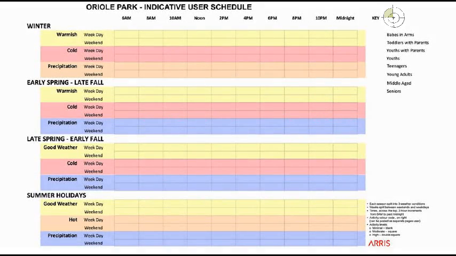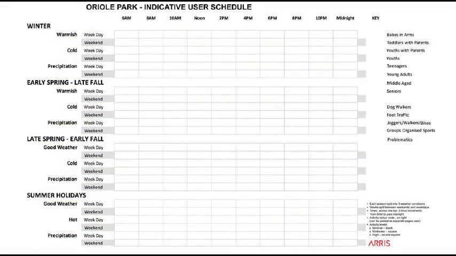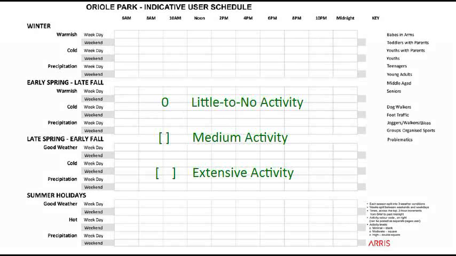Then we show on the right from babes in arms through toddlers with parents, then youth with parents, youth, teenagers, young adults, middle-aged, and seniors. And again, there are activities which are not dependent upon age. And these include such things as the dog walkers, the foot traffic that goes through the park in general, the active recreation of joggers, walkers, and bicyclists. Then there are group organized sports, and then there are the problematics that occur in a park. All of these make up a total of 6 dimensions within which we can categorize the degree of activity that is occurring following that simple assessment of little to no activity, medium activity, and extensive activity.